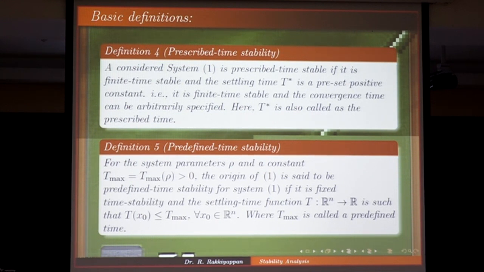So on another definition, predefined time. For the system parameter rho and the constant t max, the origin of system 1 is said to be predefined time stable if it is fixed time stable, and the settling time function T of x naught is less than or equal to t max for all x naught belonging to R^n. So in this case also we have to check this condition for all the initial conditions. Then this t max is called the predefined time.